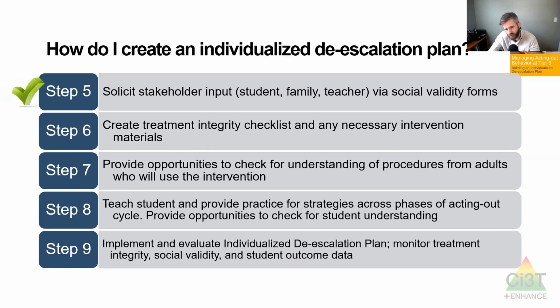Throughout this process, we're going to get information back from the student, their family, and teachers to figure out, hey, is this plan that we put together likely to do what it's intended to do? We're going to figure out how we can collect data to know whether we are implementing this as planned. And we're going to go through a process to train everybody who works with that child to know exactly what the plan says.